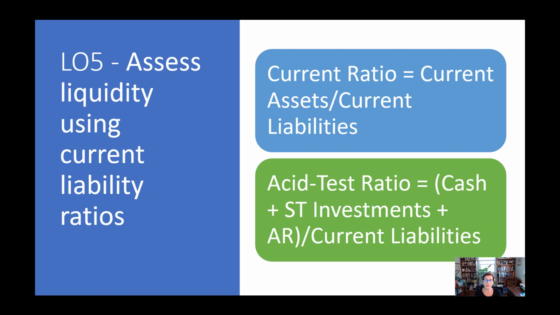So the acid test ratio is a more precise way of looking at liquidity because it only includes your most liquid assets: cash, short-term investments, that would be like you own stock in another company that you're going to sell soon, and accounts receivable, divided by your current liabilities. Again, the higher the better. And what that's telling you is, can you pay your current liabilities with your most liquid assets? You don't have to worry about selling inventory or other things. All right, so those are your two ratios that we're going to take a look at in this chapter.